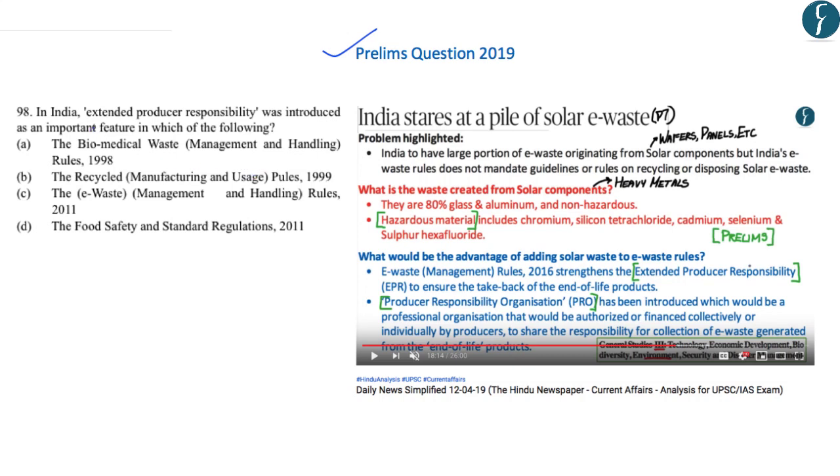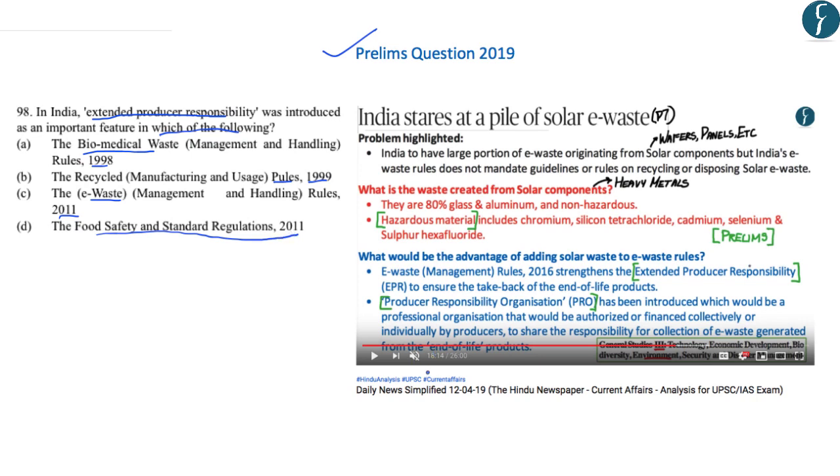So the question reads, in India, the extended producer responsibility was introduced as an important feature in which of the following? And the options mention the Biomedical Waste Rules 1998, Recycling, Manufacturing and Usage Pulses 1999, the E-Waste Management and Handling Rules 2011, and the Food Safety and Standards Regulation 2011.